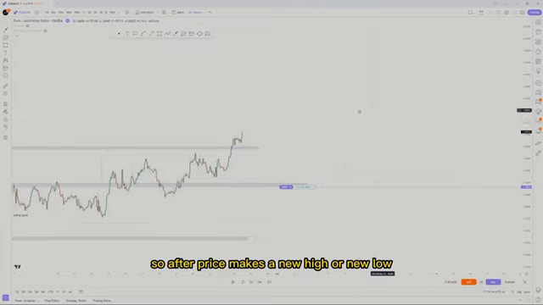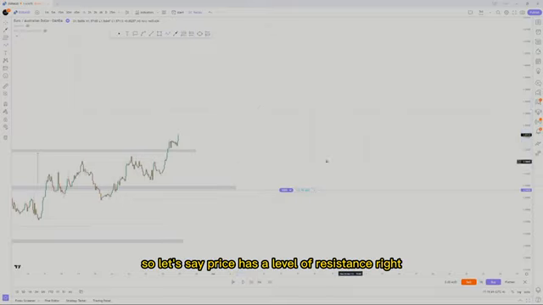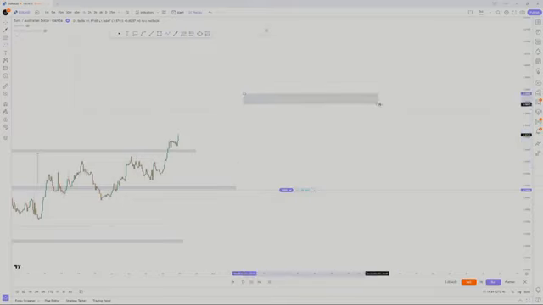So after price makes a new high or a new low, I want you to understand how liquidity works in a sense. So let's say price has a level of resistance, right?